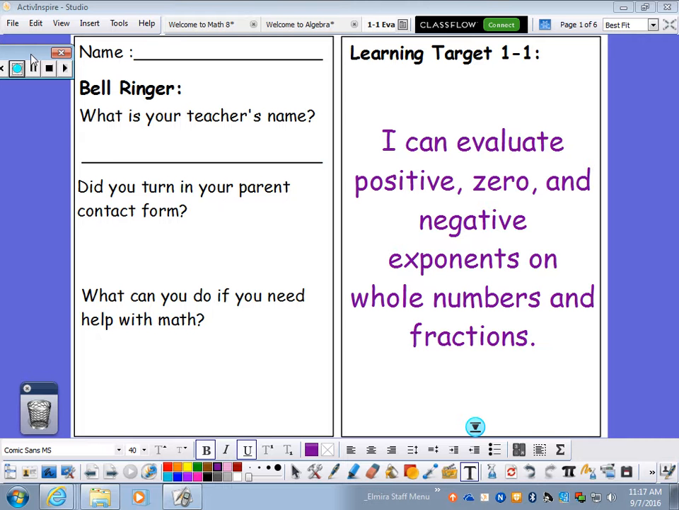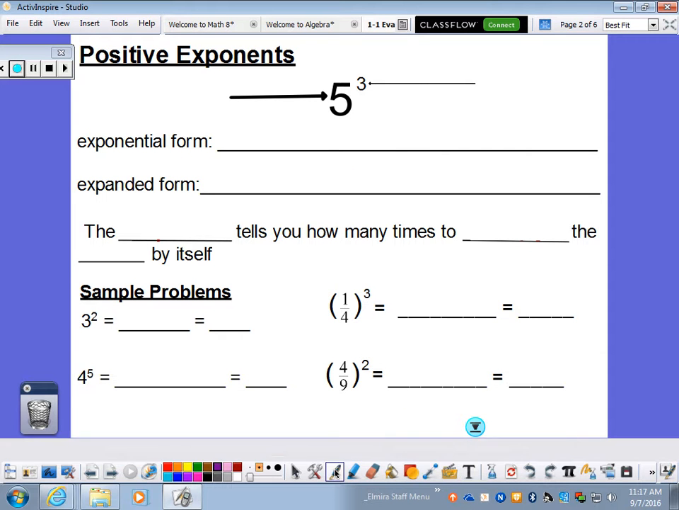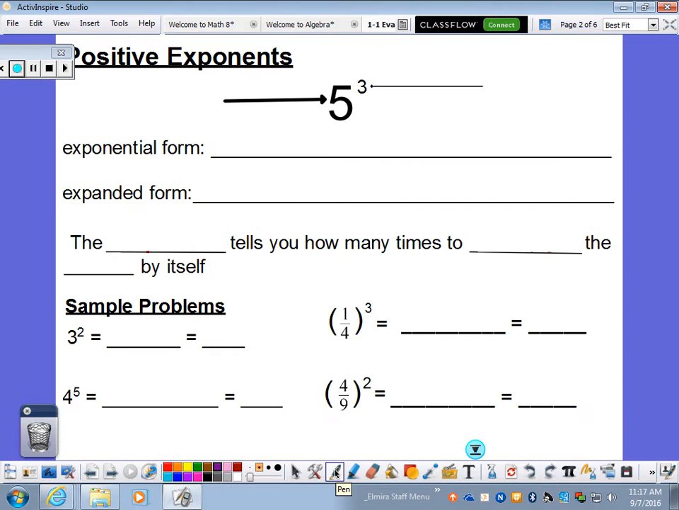Okay, our lesson today is I want you to be able to evaluate positive, zero, and negative exponents on whole numbers and fractions. So a positive exponent looks like this. All right, we'll talk about that first. The large number of 5 is our base. And the smaller number up here is the exponent.